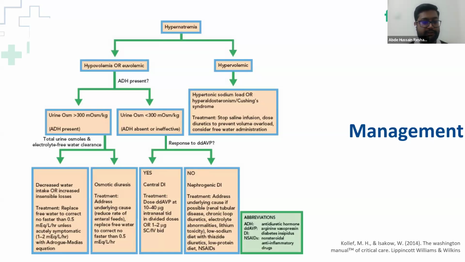So in the first case, we see there is a decreased water intake, so we try to replenish the lost water or the decreased water intake in these patients. The second will be osmotic diuresis, adding a little bit of diuretics so that with the fluid intake, there is an additional loss of solutes, so that only the solutes are eliminated. In central DI, we use desmopressin, and in nephrogenic DI, we have to address the underlying cause.